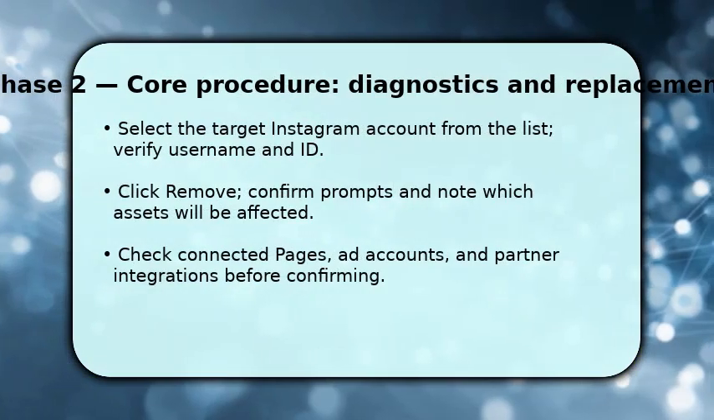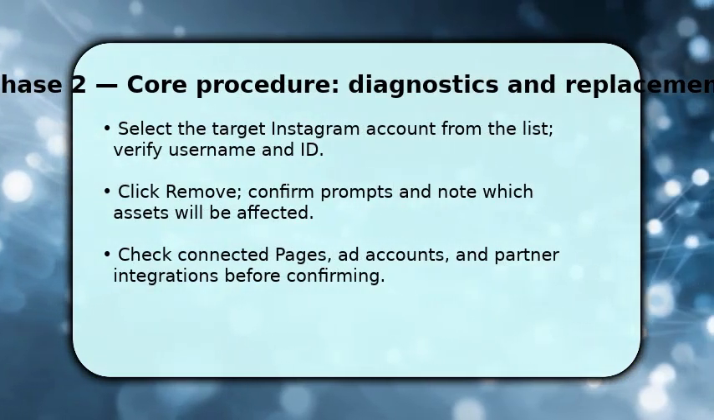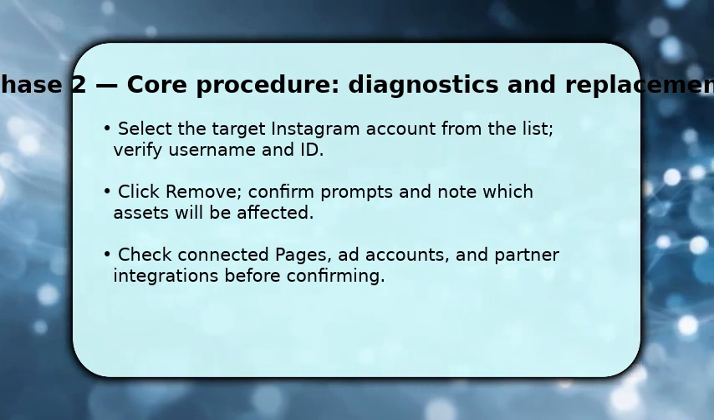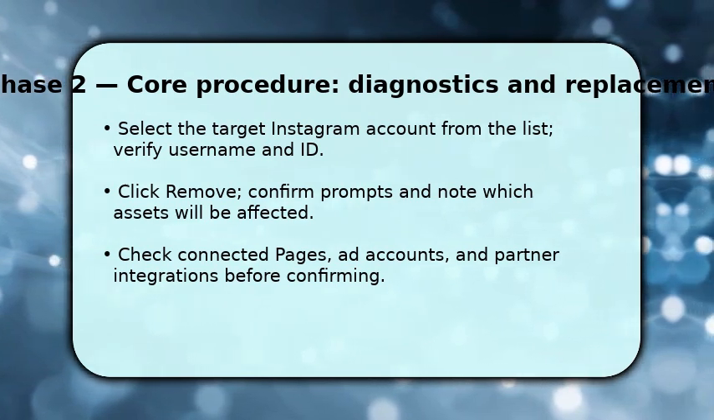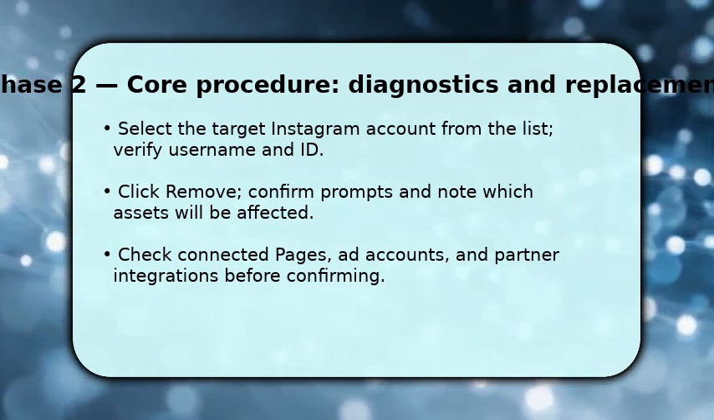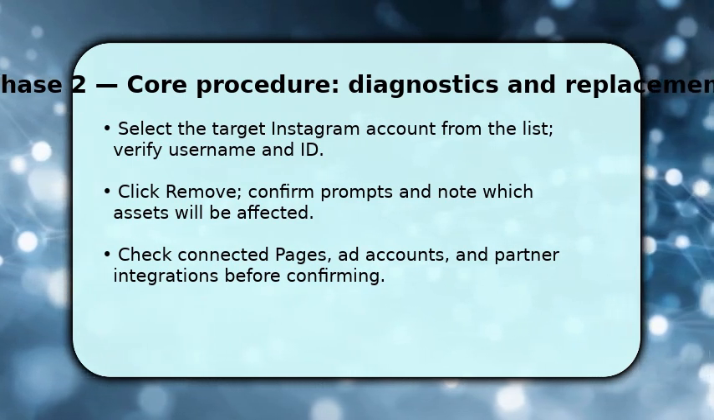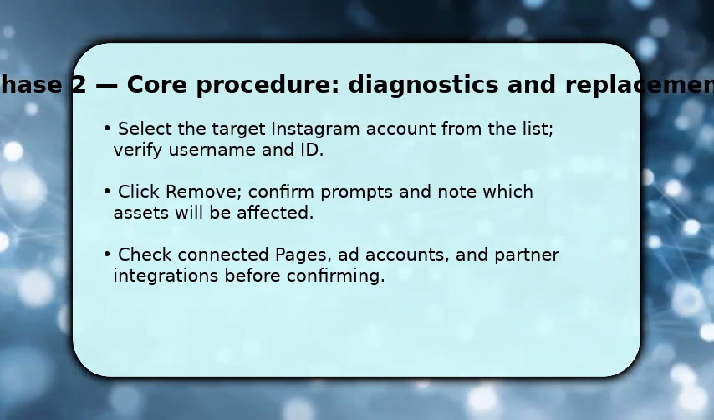With the correct Instagram account selected, click Remove in the Instagram Accounts pane. Read each prompt, because it lists affected pages, ad accounts, and partners. You remove the connection from Business Manager. One removal severs associated ad permissions and automated publishing.